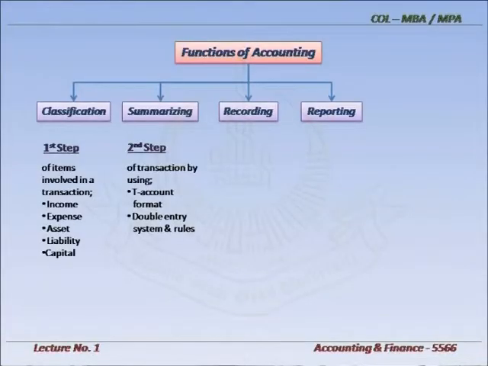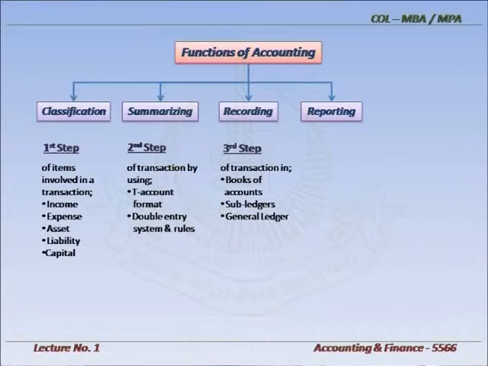Using the summarizing technique, we record the transaction in respective books of accounts, subledgers, and general ledgers. This is the third step, which is called recording or bookkeeping. Remember that each book of account is used to record a specific type of transaction. For example, cash transactions are recorded in the cash day book. Types of books of accounts and their respective transactions will be discussed later on.